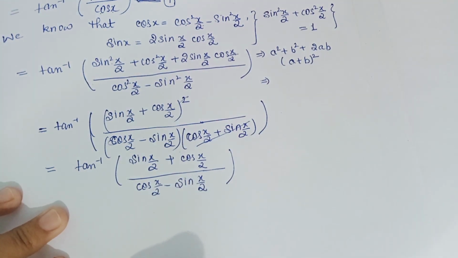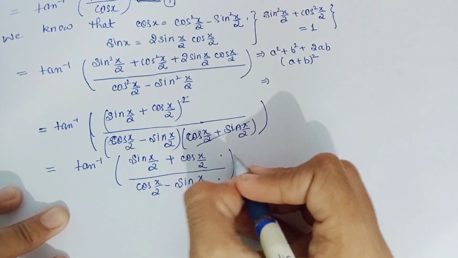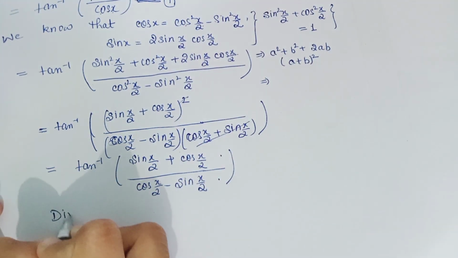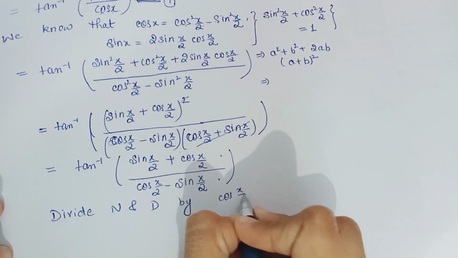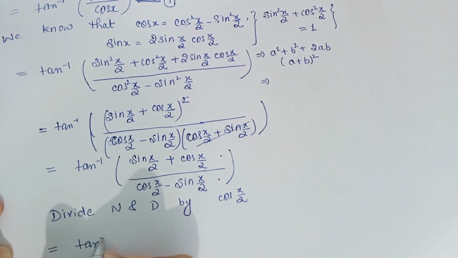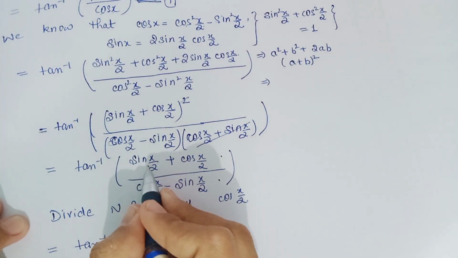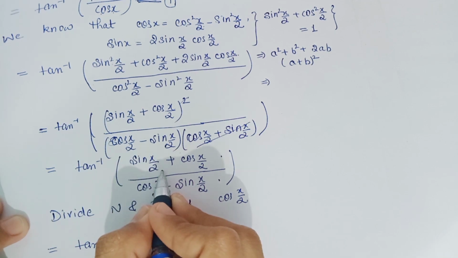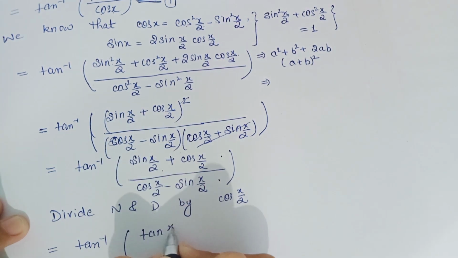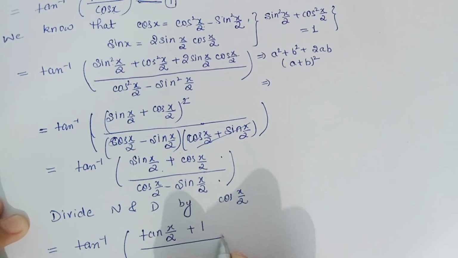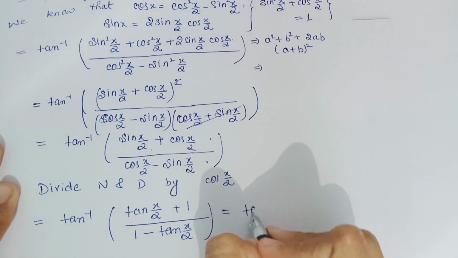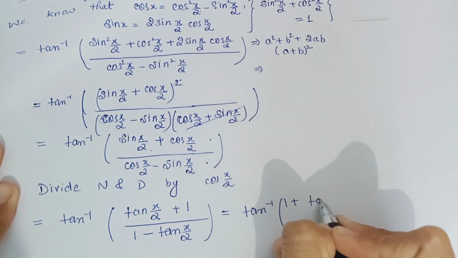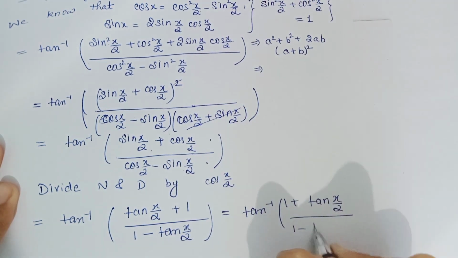Now we will divide numerator and denominator by cos x by 2. So what we will get? We will get tan inverse. This will become sin x by 2 upon cos x by 2, so this will become tan x by 2, and this will become 1 minus tan x by 2. And we can write it as tan inverse 1 plus tan x by 2 upon 1 minus tan x by 2.